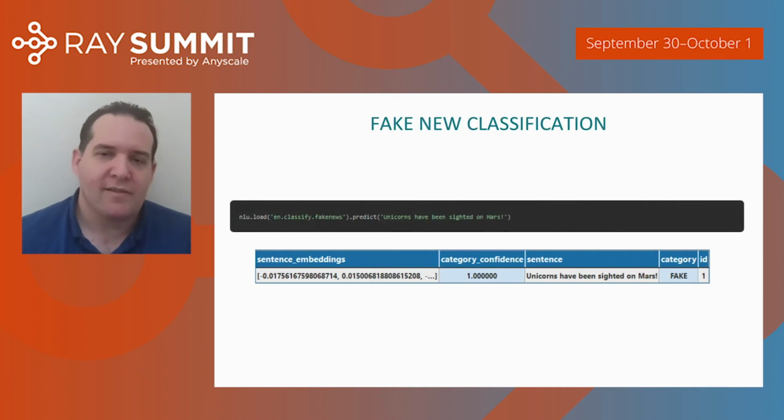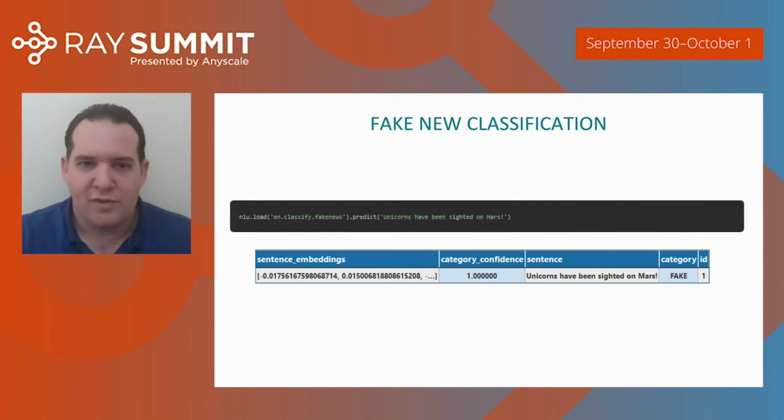So once you have embeddings, there are several other pre-trained models that just use them under the hood. One of them is fake news classifier. And in this case, we do NLU.load en.classify.fake news. And this is really the fully qualified name of the pre-trained model. So if this was French, for example, it would be fr.classify.fake news. And there's a namespace that enables this to scale. And here we want to see what happens if we ask it whether unicorns have been sighted on Mars. And what it tells us, in this case, with the confidence of 1, that this is fake, which is what you'd expect. We also get the sentence embeddings as part of the result, right, in case you want to use them further on.